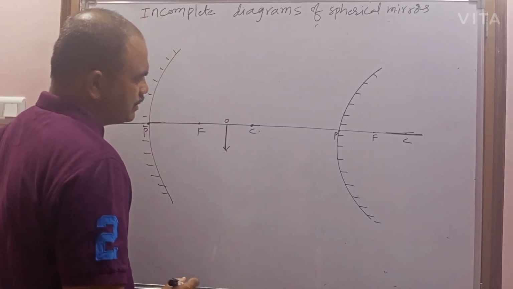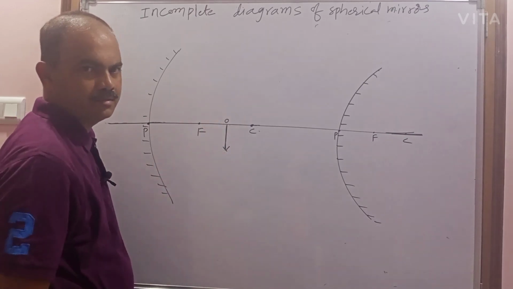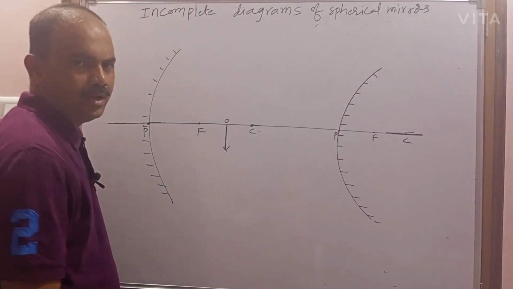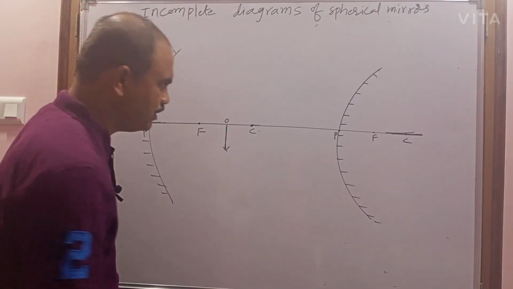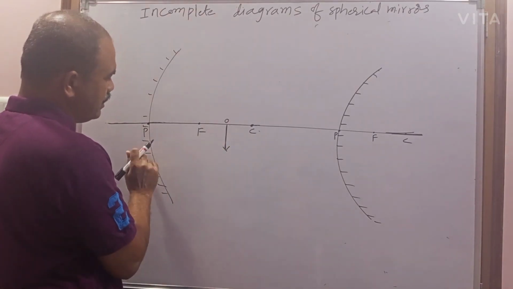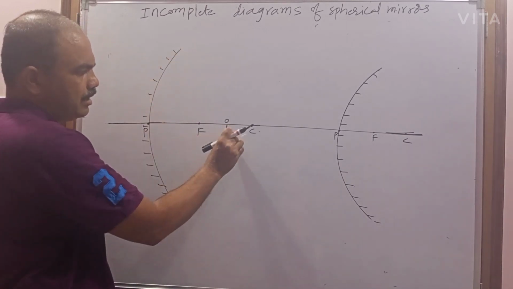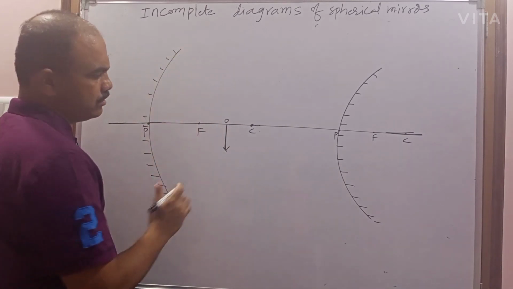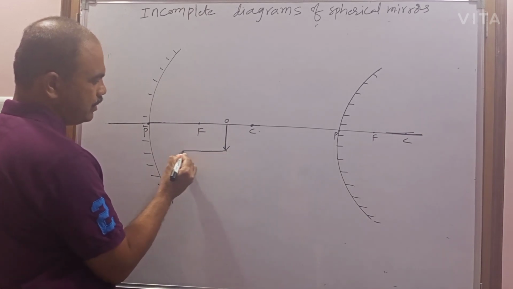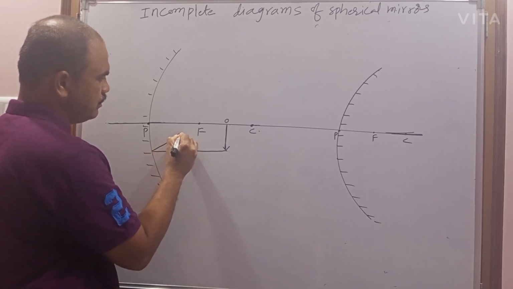Now, where is the object given? This O is the object. Now you have to complete the diagram by following the rules. First of all, I am taking this object for the concave mirror, so I take the incident ray from the top of the object. One ray is parallel to the principal axis, so after reflection it passes through the focus.